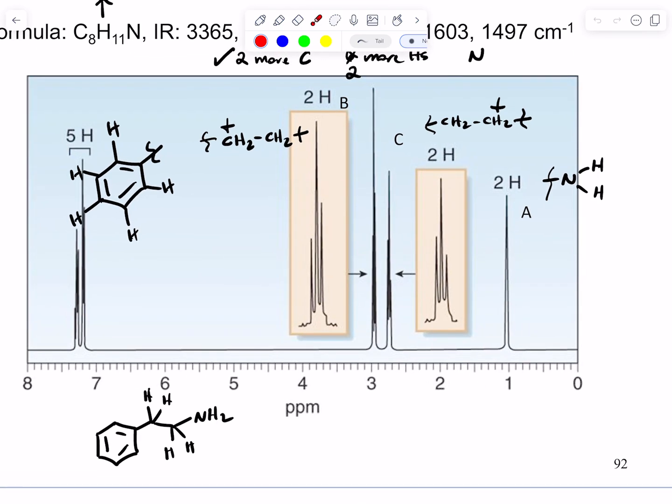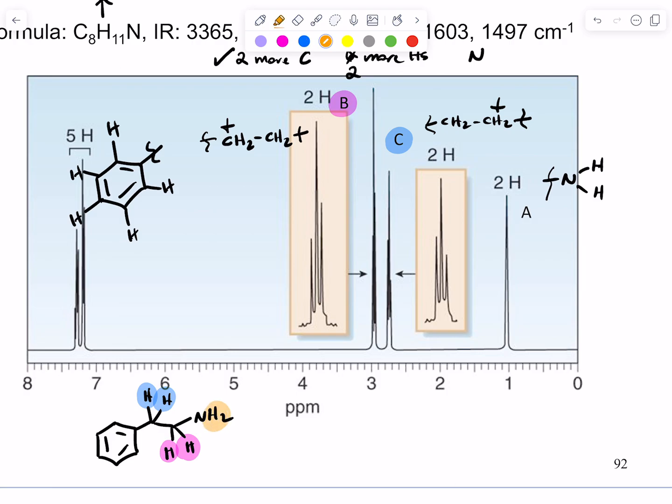That's why if I were guessing, I would guess that the protons adjacent to the nitrogen are probably these ones at higher chemical shift. Being adjacent to the benzene ring puts you in the range of 2 to 2.5 ppm. So that's sort of how I would assign things.